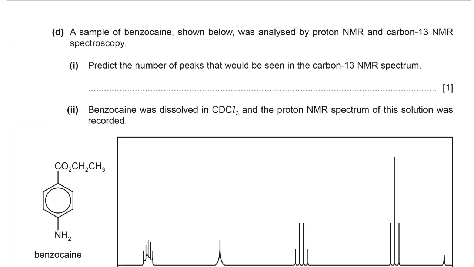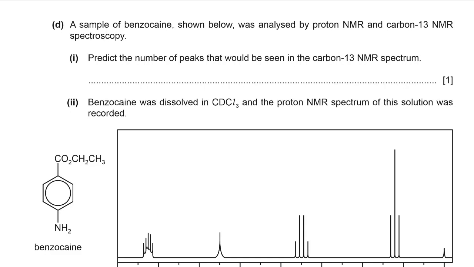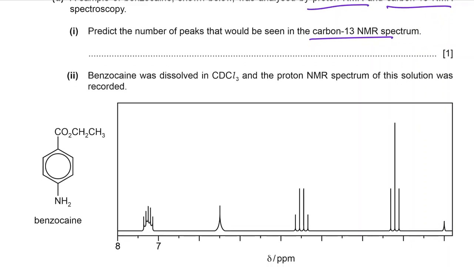Here a sample of benzocaine shown below was analyzed by proton NMR and carbon-13 NMR spectroscopy. Predict the number of peaks that would be seen in the carbon-13 NMR. Let's count how many different carbons in this compound. Here we have 1, 2, 3, and this one 4. These two carbons are similar, so we will count them as 1 carbon. And the same thing for these two carbons.